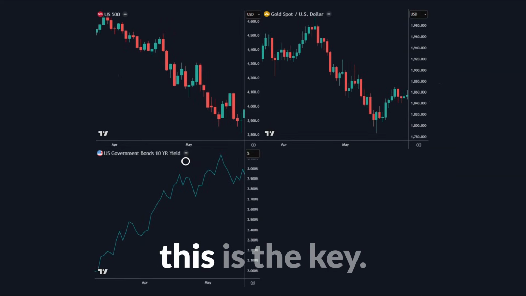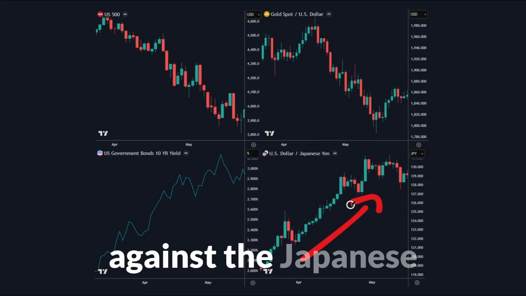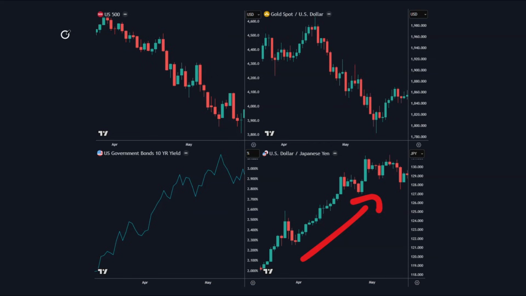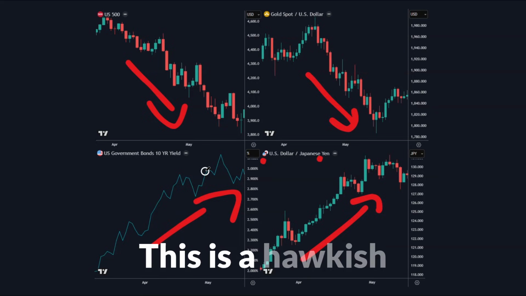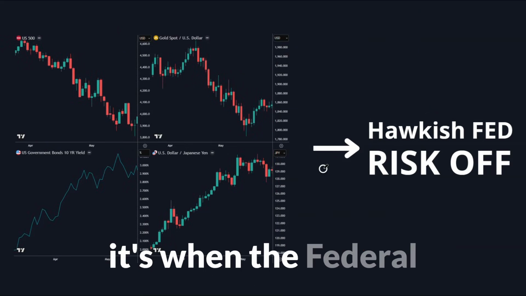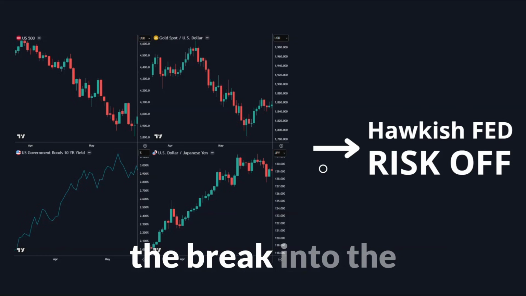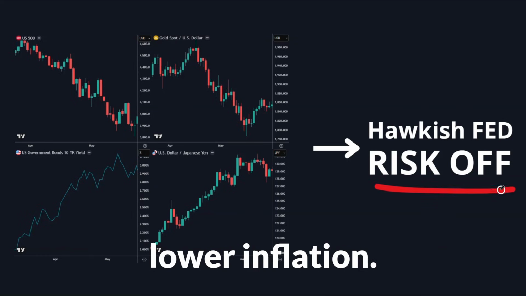Yields are rising. This is the key. I'm going to show you why in a second. And the dollar against the Japanese yen is going up. So we got equities falling, gold falling, yields up, and the dollar against the Japanese yen up. This is not recession fear here. Look at what the yields are doing. This is a hawkish Federal Reserve type of risk off. It's when the Federal Reserve pumps the brake into the economy by tightening interest rates to lower inflation.